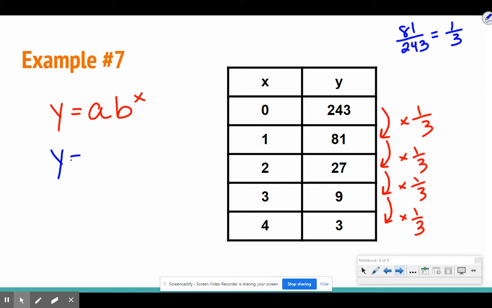A is always the starting value, 243. B is what we're multiplying by. In this case, it's a decay factor since we're decreasing, so 1/3. And then our x, notice we're starting back at 0, so I can just put x.